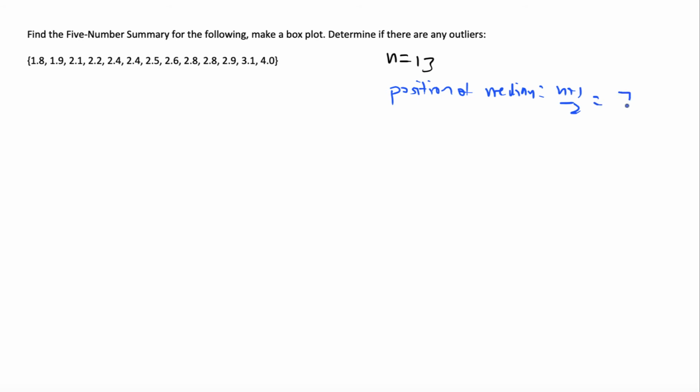14 over 2 is 7, right? So the 7th number in order will be the median. If you count the 7th number, the median is going to be right here. This is the median, or Q2.